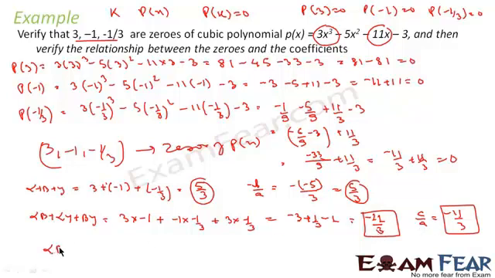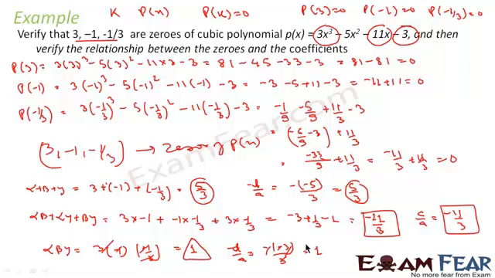Thus we have seen that c by a is nothing but alpha beta plus alpha gamma plus beta gamma. Now let's try to find alpha beta gamma. That is nothing but 3 into minus 1 into minus 1 by 3, minus minus cancel, 3 3 cancel, this becomes 1, right? And minus d by a we'll find, minus d by a is nothing but minus of minus 3 by 3, minus minus cancel, 3 3 cancel, that is 1. So if you see that these two are also equal.